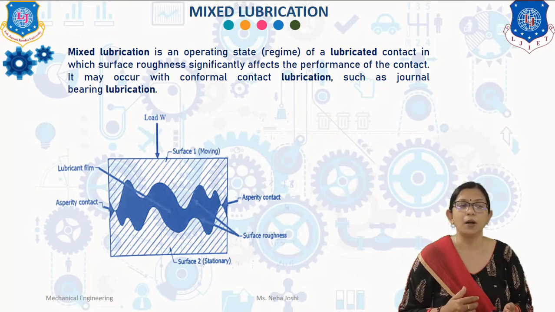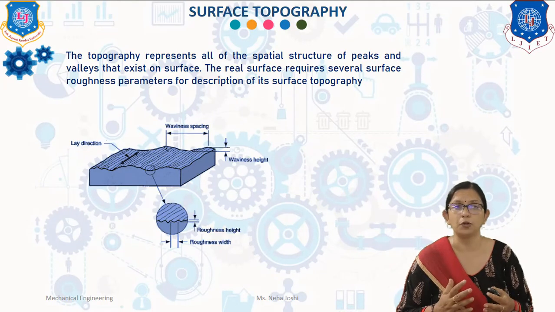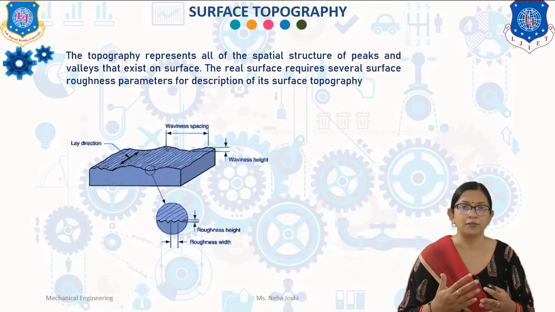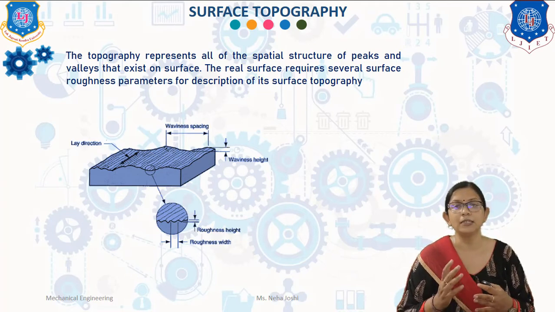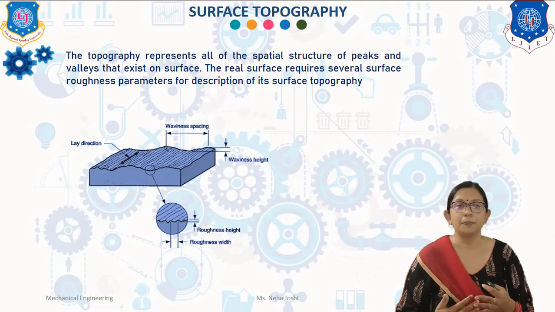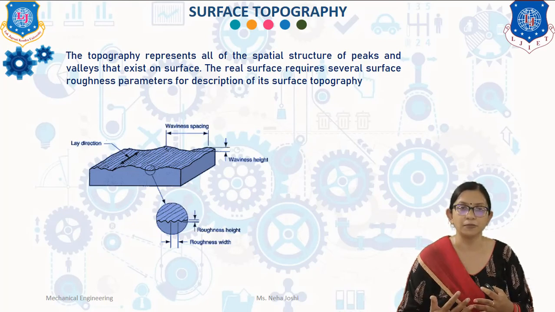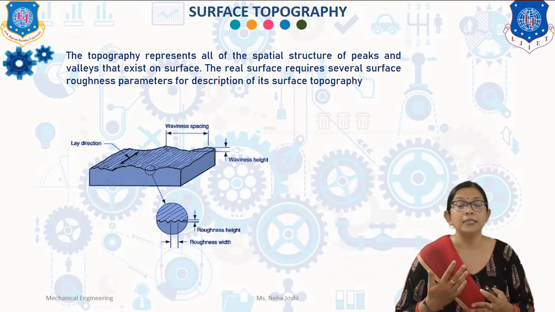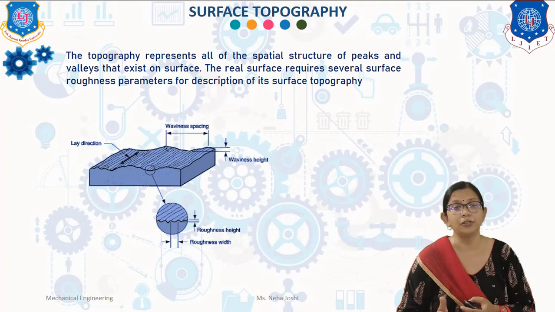Now, we will discuss surface topography. What is surface topography? The topography represents all of the spatial structure of peaks and valleys that exist on the surfaces. Okay? Peaks and valleys on the surfaces, it is known as topography. The real surface requires several surface roughness parameters for the description of its surface topography. These surface roughness parameters quantify the variation in surface profile height and variation of height in the plane of the surface under consideration. Several other parameters are required in the statistical analysis of the surface profile that quantify the spatial variation of the surface.